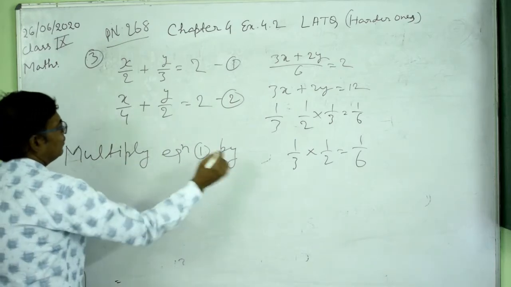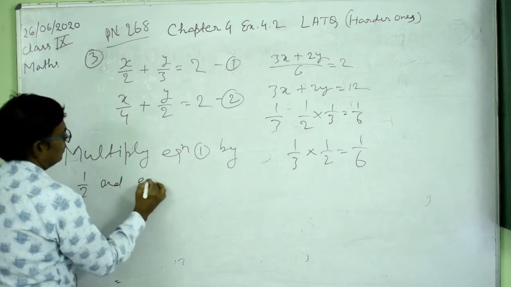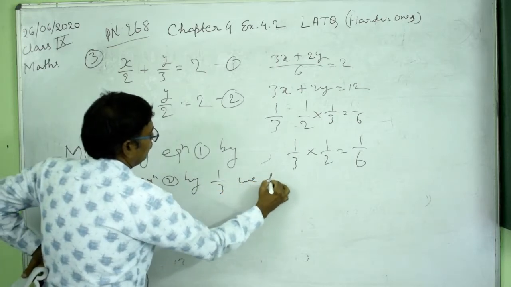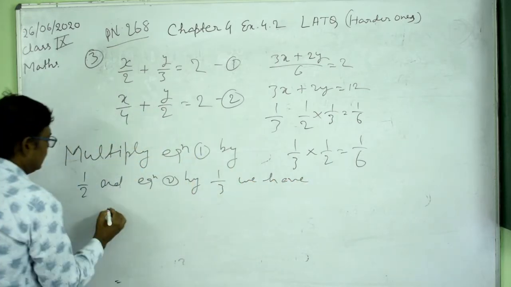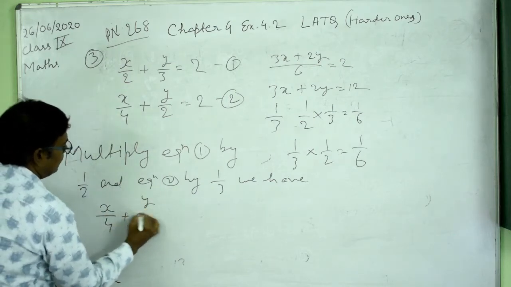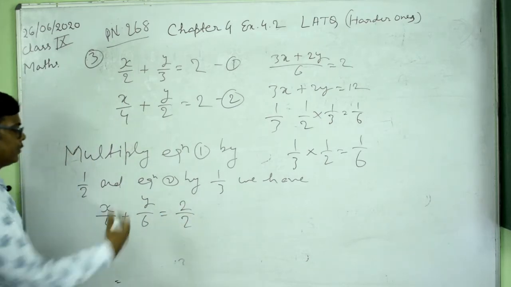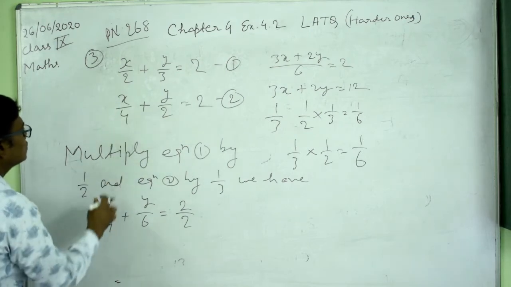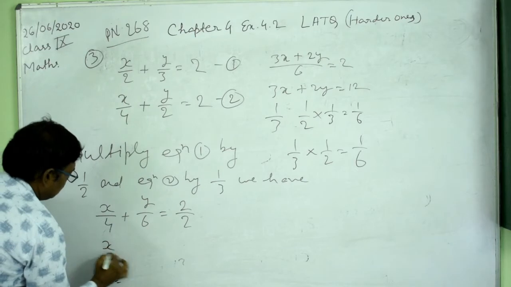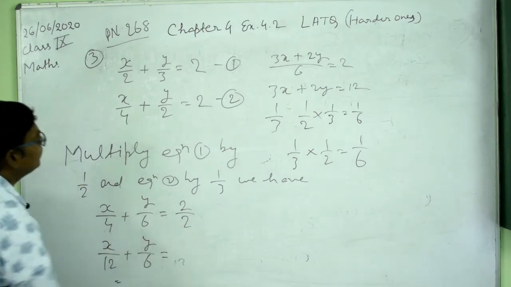So multiplying equation 1 by 1 by 2 and equation 2 by 1 by 3, we have x by 4 plus y by 6 equal to 2 by 2. We can write 1 here, but leave it as 2 by 2. And then here, x, because I have multiplied this with 3, it will be 12, that is, x by 12 plus y by 6 equal to 2 by 3.